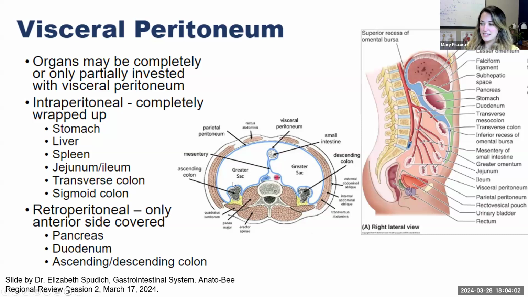Again, if you guys are struggling with this concept, I encourage you to look at YouTube videos. Feel free to email us if you have questions or ask your teachers, because that's one that just confused me. Because when you say intraperitoneal, it sounds like it's going to be inside, and that's not quite the case.